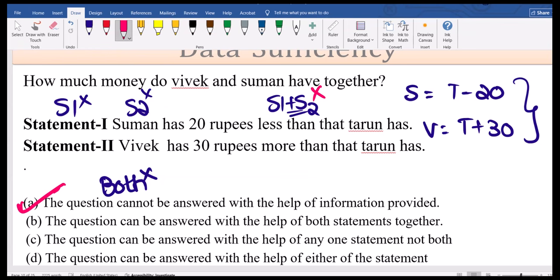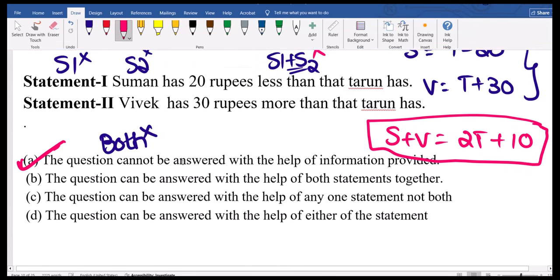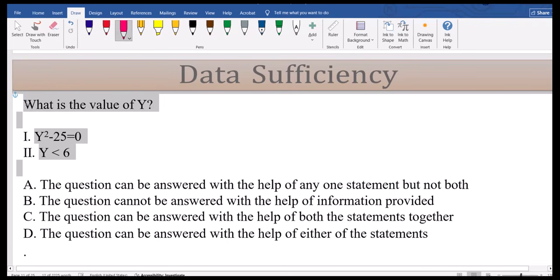But the question is the sum of the money. If you add S plus V, the problem is 2T plus 10. What is the T value is the question. Problem, we don't know the T value. Right. Now see the next question. What is the value of y?